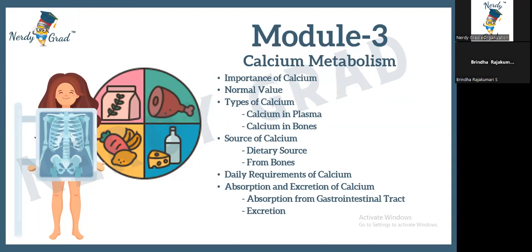In module 3, we'll be dealing with calcium metabolism: importance of calcium, normal value, types of calcium, that is the calcium present in plasma and the calcium present in bones, the sources of calcium that include both dietary sources and bones, daily requirements of calcium, and absorption and excretion of calcium, which are dealt with separately: the absorption of calcium from the gastrointestinal tract and how it is excreted from the body.